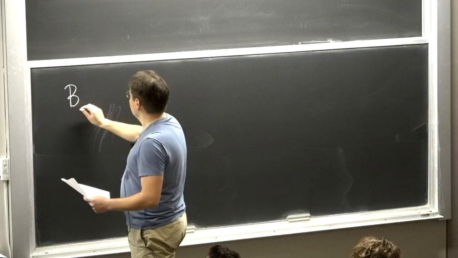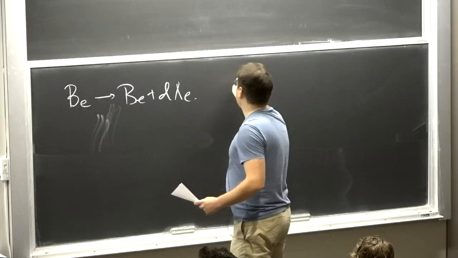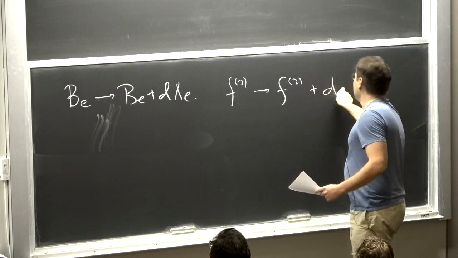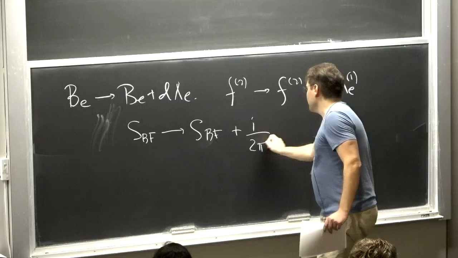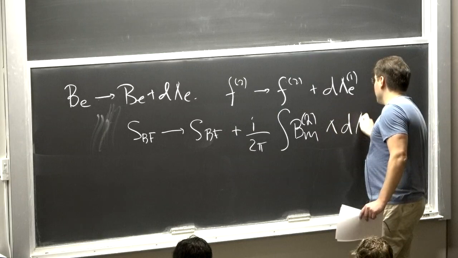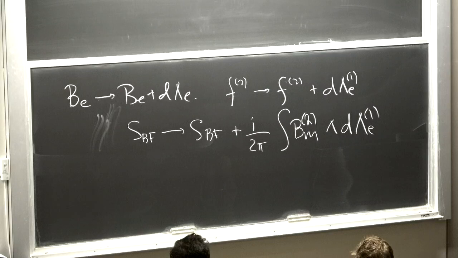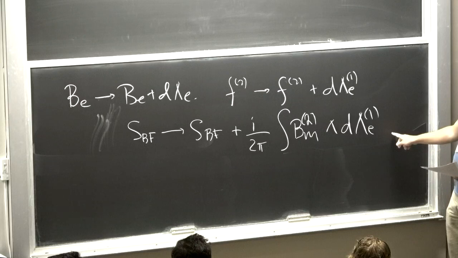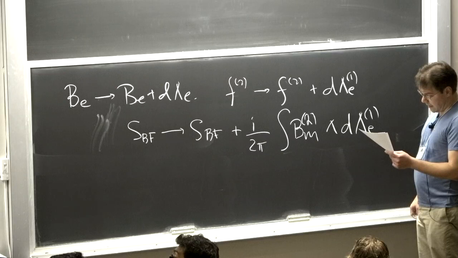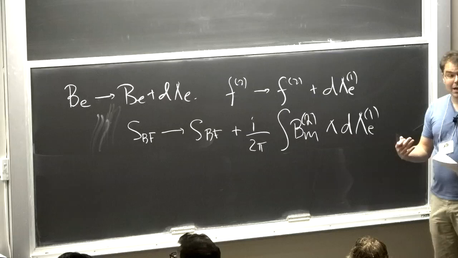So how does the BF term shift under the electric? Well, F shifts by d lambda e, and there's nothing to absorb that. So you see that the BF term shifts by I over 2 pi times the integral of B magnetic wedge d lambda electric. This is the only term in the action that is not exactly gauge invariant. It's only gauge invariant up to this term. This term is a C number. It only involves background fields. It doesn't involve dynamical fields. And this is the indicator that the B electric and B magnetic symmetries have a Tuft anomaly.